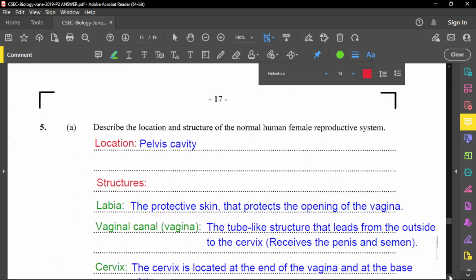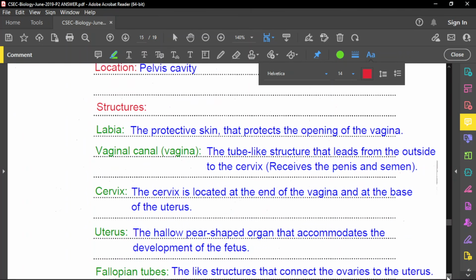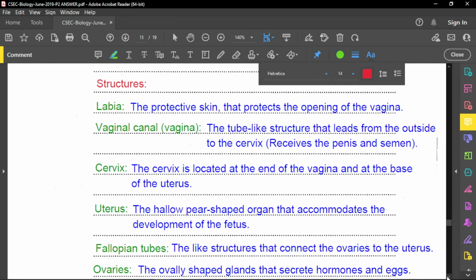All right, and we are jumping into our second to last question. This one is to describe the location and structure of the normal human female reproductive system. The human female reproductive system is located in the pelvic cavity. That's the location. And we have a number of structures to talk about here. We have the labia. The labia is a protective skin that protects the opening of the vagina, and that is the outermost part of the female reproductive system.